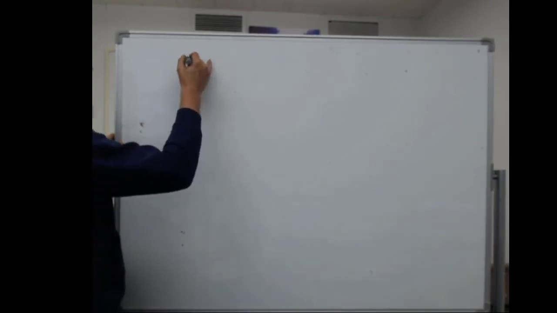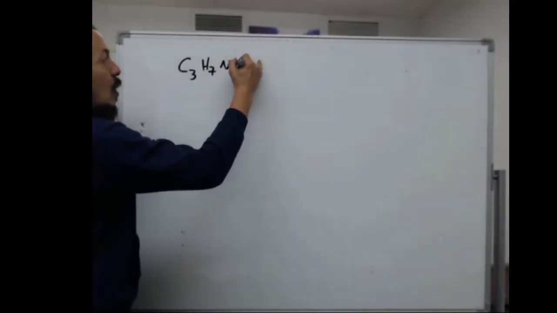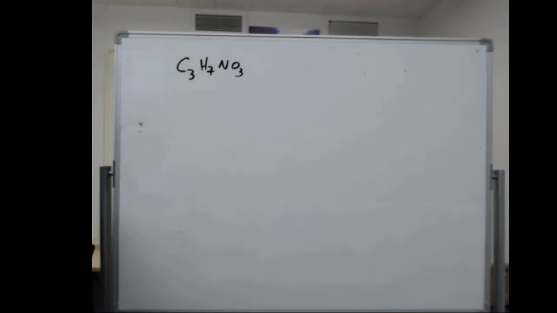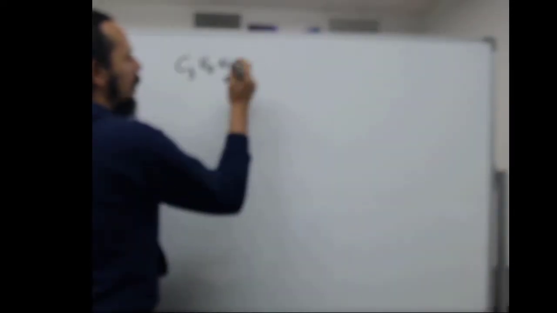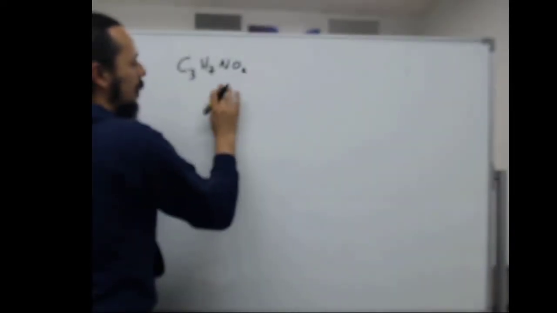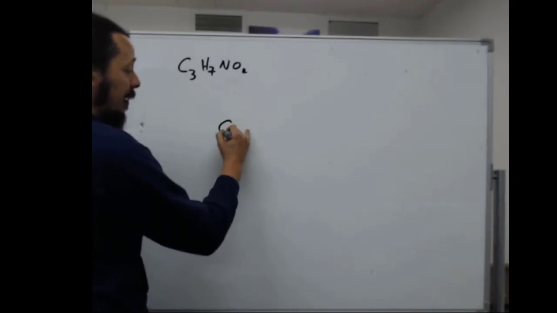Let's go ahead and look at something that's going to have a combination of carbon, hydrogen, oxygen, and nitrogen. We're going to look at C3H7NO2. So we want to try and figure out what's the best way to put these pieces together in order to make a structure. Let's start just by putting a chain of carbons together.